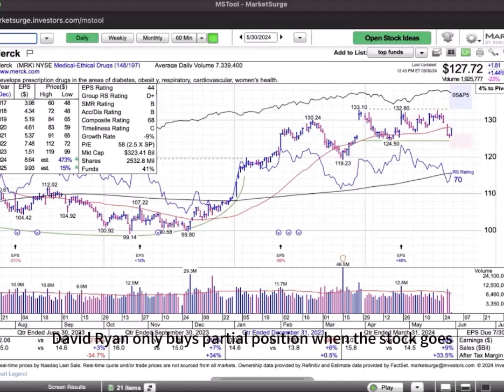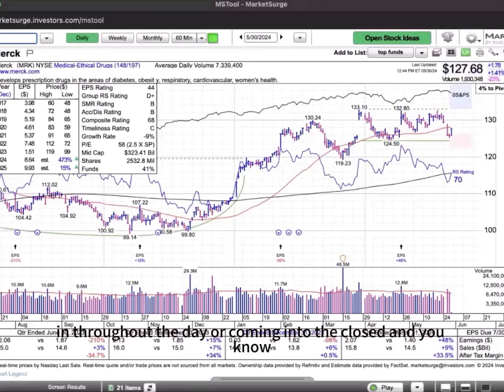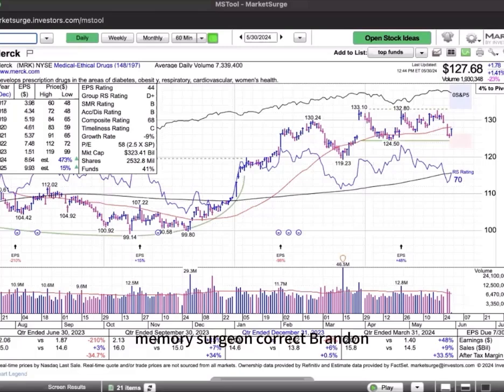Mark Minervini mentioned David Ryan normally buys a partial position when the stock goes past the pivot and adds where the stock stays strong on the close. Is this something that you do as well? Not as much. And I think what he's referring to, and Dave is more of a swing position type trader, where he wants to see, is there more than just him buying the name? Is there volume sort of coming in throughout the day or coming into the close? But if memory serves me correctly, Brandon, David still wasn't going to overpay. Right.